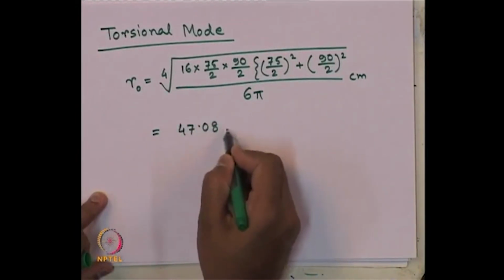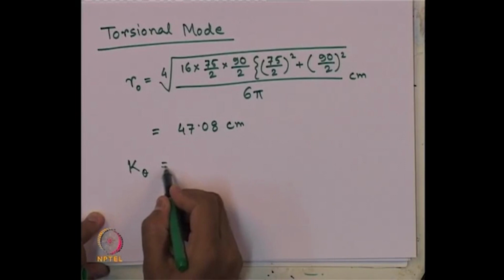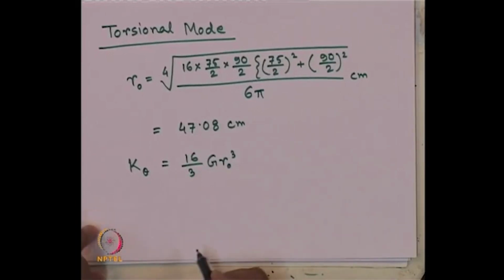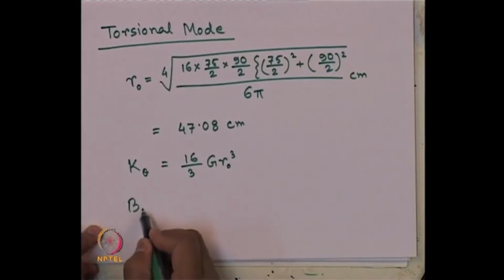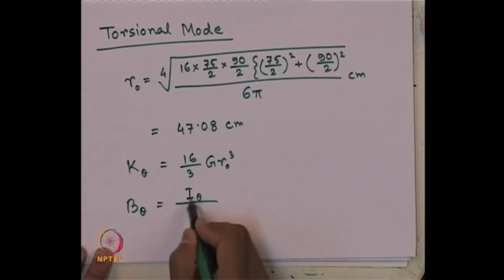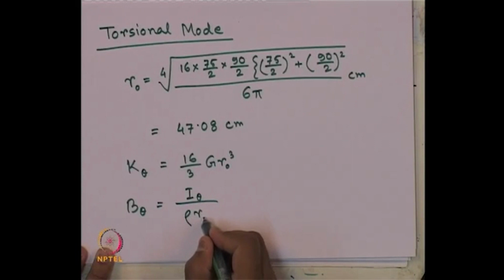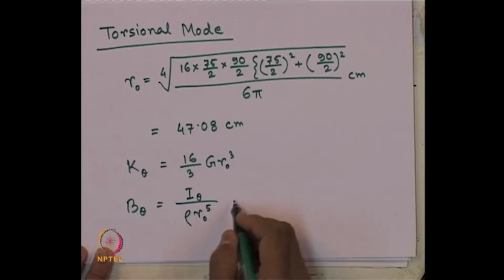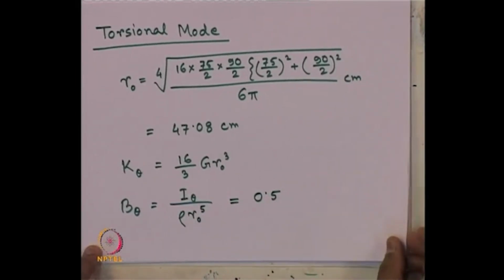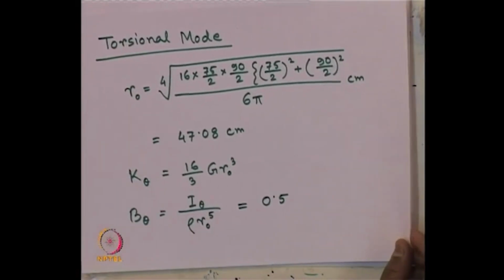This we had already computed earlier for the similar problem, and the expression for k theta, that also we had used. And the expression for b theta, the modified mass ratio, we had used I theta, which is mass moment of inertia, over rho r naught to the power 5, which we had computed as 0.5. Refer to our previous problem, you will get these values. So, I am not repeating it.